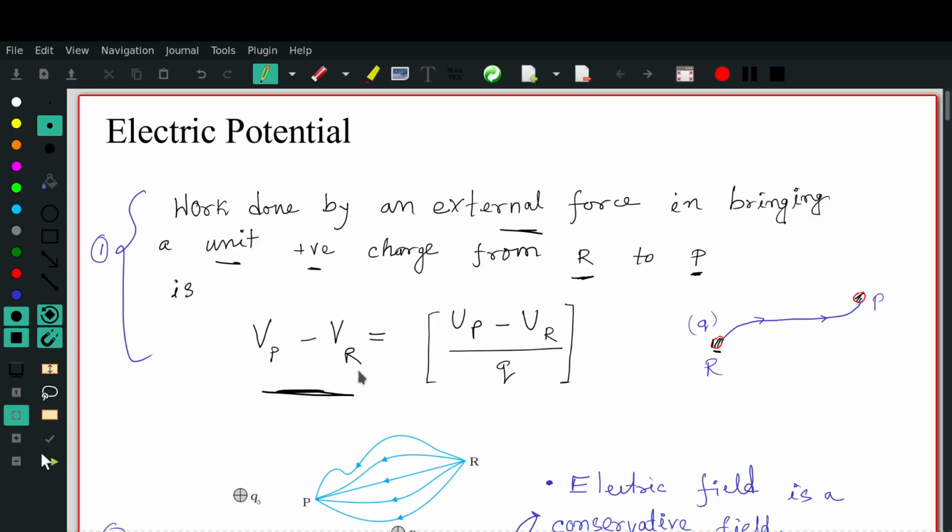Most likely you try to measure it with respect to some point where the potential is zero. Sometimes you measure the potential with respect to infinity. We'll go on to that later.